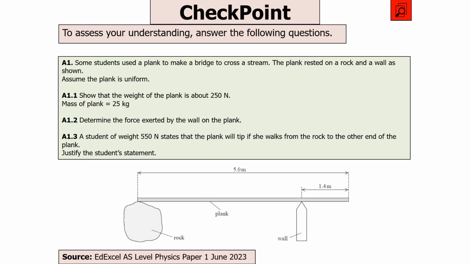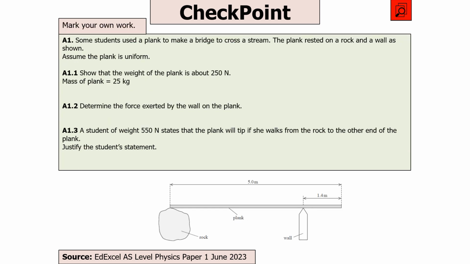The next question says, some students used a plank to make a bridge to cross a stream. The plank rested on a rock and a wall as shown. The plank is uniform. Firstly, show that the weight of the plank is about 250 newtons, with the mass of the plank being 25 kilograms. Determine the force exerted by the wall on the plank, and then a student of weight 550 newtons states that the plank will tip if she walks from the rock to the other end of the plank. Justify the student's statement. So pause the video now, then unpause the video when you want to go through your answer.